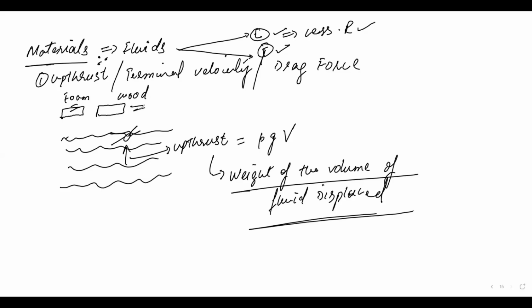Upthrust depends upon the volume, right? It has nothing to do with the weight. Wood would have more weight, foam would have less weight. So for example, if you've got the same upthrust, 5 newtons acting on the foam, 5 newtons acting on the wood, right? Wood has a weight of about 10 newtons. Foam has a weight of something like 2 newtons. Which one of them is going to float? Absolutely the foam, right? Wood wouldn't be able to float. It would sink deeper. Got that?